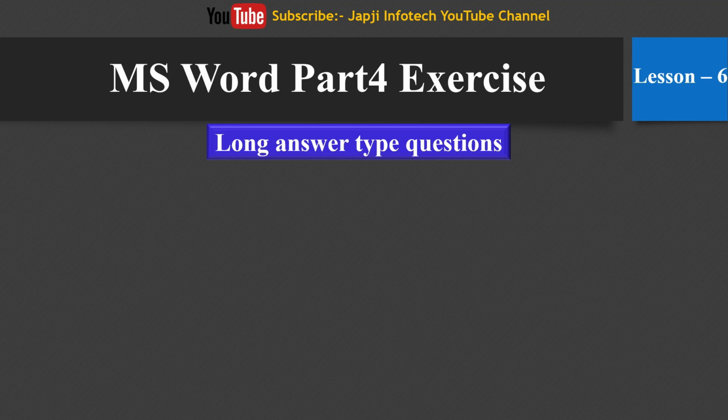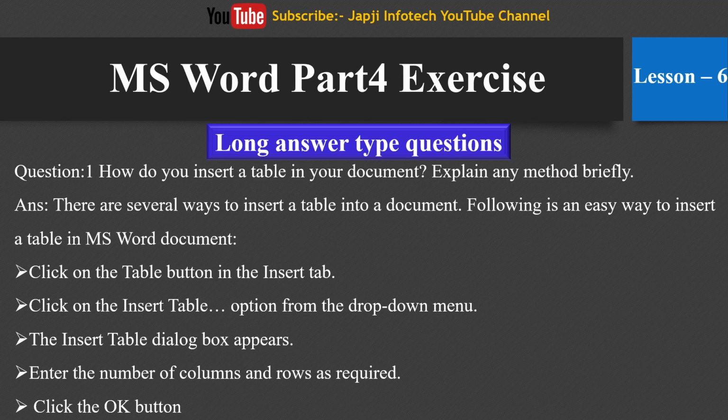So now we will learn about long answer type questions. First question is, how do you insert a table in your document? Explain any method briefly. There are several ways to insert a table into a document. Following is an easy way to insert a table in an MS Word document. Click on the Table button in the Insert tab. Click on the Insert Table option from the drop-down menu. The Insert Table dialog box appears. Enter the number of columns and rows as required. Click on the OK button.